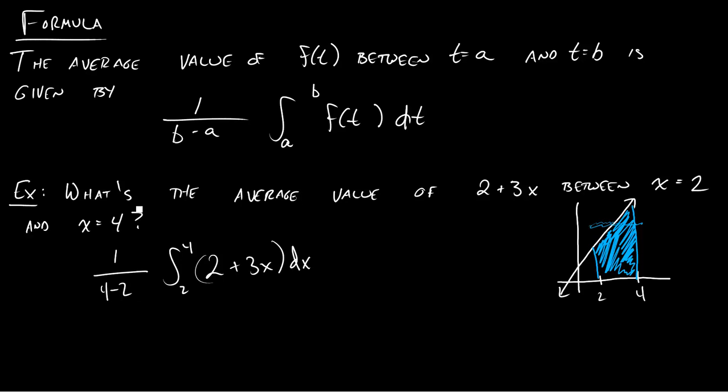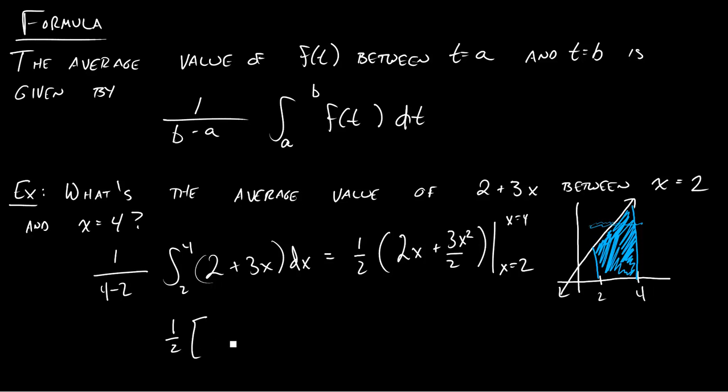dx. Now you can use any method you'd like to solve this integral. I would encourage you to do it with the section we've been doing with definite integrals, just for the practice. So the 1 over 4 minus 2 will be 1/2. The integral itself will be 2x plus 3x squared over 2. And this is all going to be from x equals 2 to x equals 4. Now if you plug in your x's here, you will get 1/2 all the way out front.